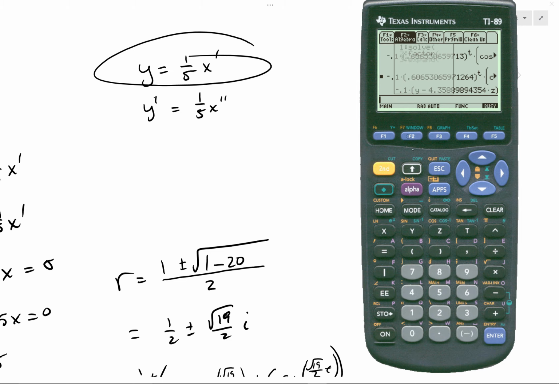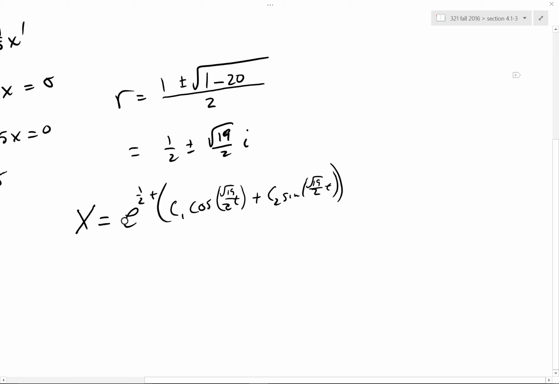So watch this. I'm going to go solve. Now, what happens when I plug into this thing t equals 0? I get c1 plus c2. Isn't that cute? Equals whatever it equals.